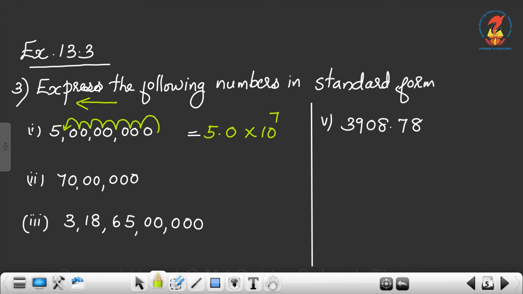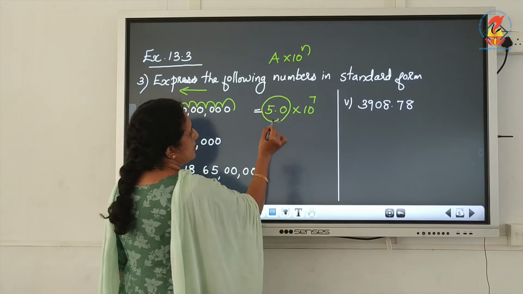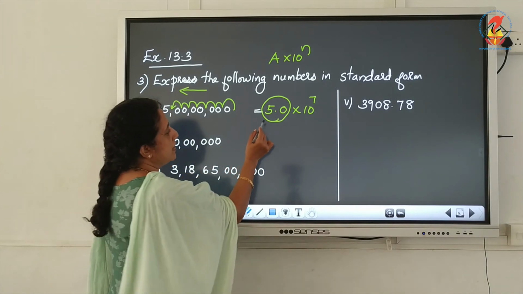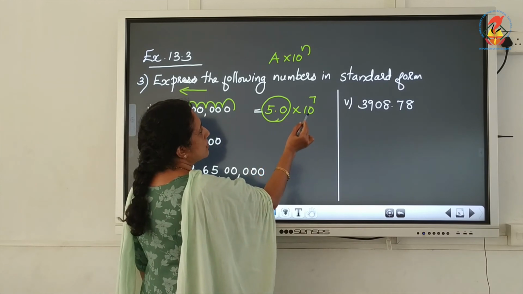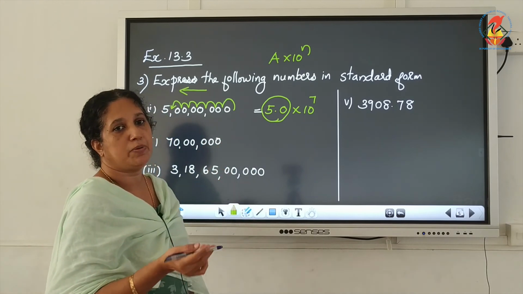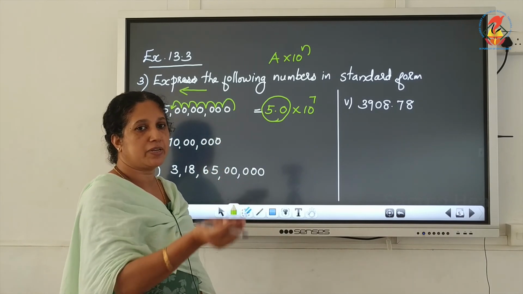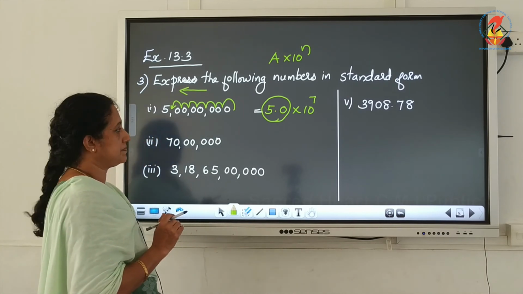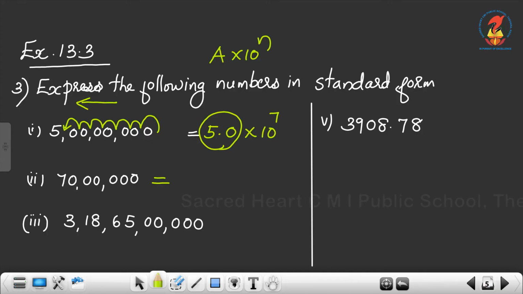Now, look at that. The standard form is a into 10 raised to n. A is a decimal number between 1 and 10, which includes 1 also, multiplied with the powers of 10, where n is an integer. And this n depends upon how many places the decimal point has been moved to the left.